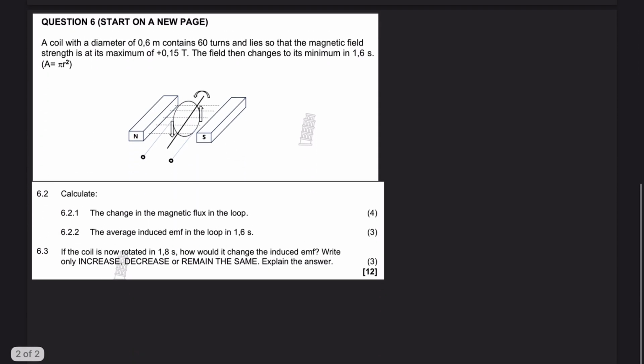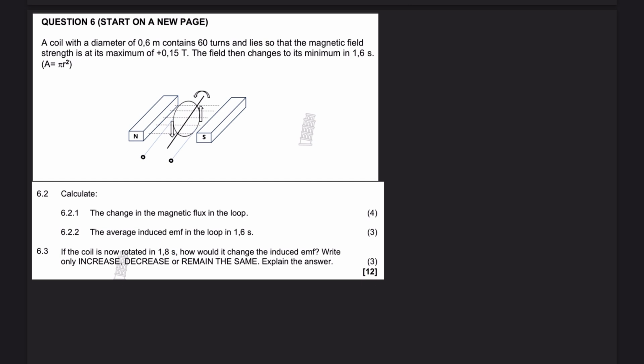Let's move on. Question number 6. A coil with a diameter of 0.6 meters contains 60 turns and lies so that the magnetic field strength is at its maximum of 0.15 T. The field then changes to its minimum in 1.6 seconds. They tell us the formula for area, pi r squared.